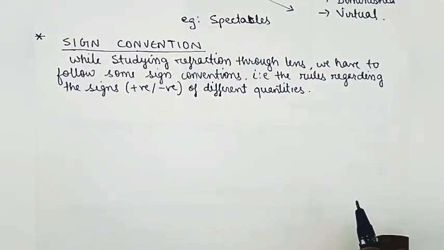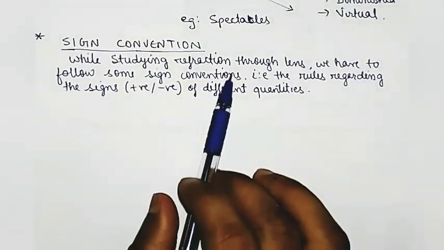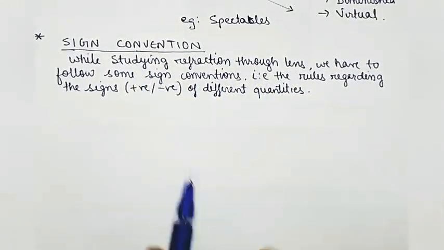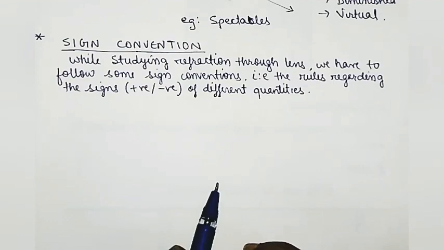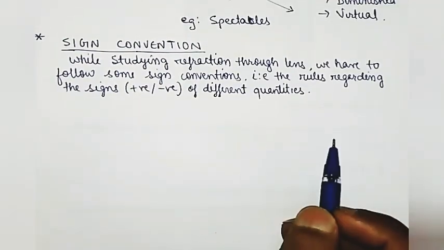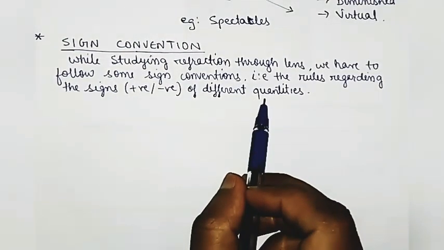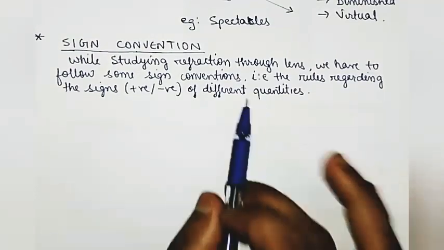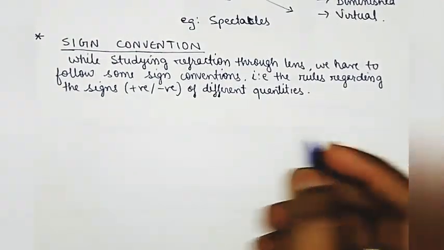The topic is sign convention. While studying refraction through lenses, we have to follow some sign conventions, that is, the rules regarding the signs, positive or negative, of different quantities. What are the different quantities? Let us see, taking an example of a convex lens.